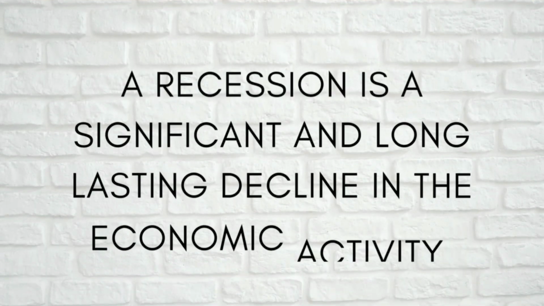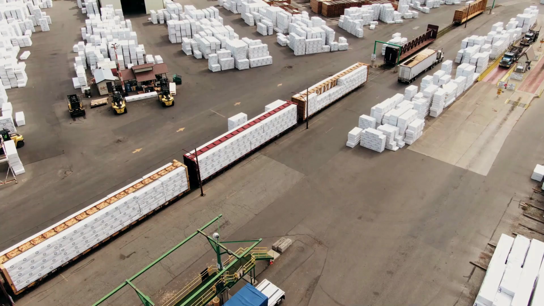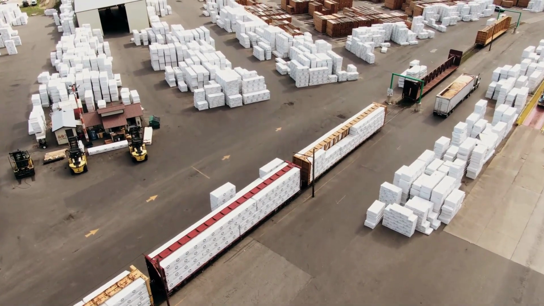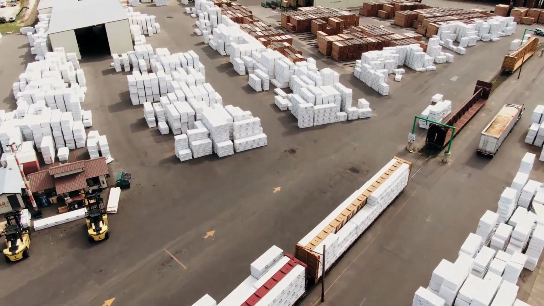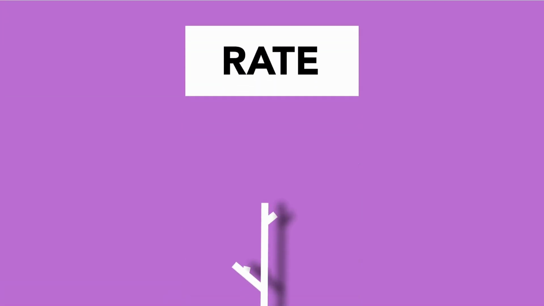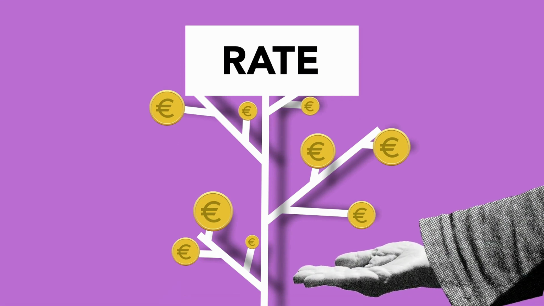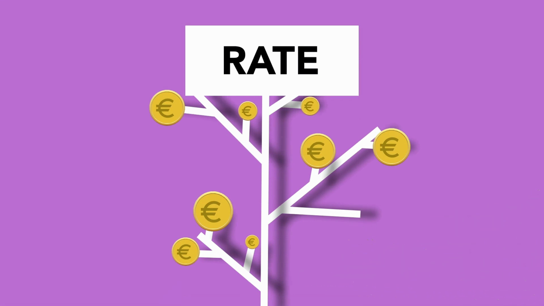A recession is a significant and long-lasting decline in economic activity, a decline in production, and therefore an imbalance in demand and supply. There are broadly 2 causes of a recession: interest rates and imbalance in demand and supply. Interest rates is a very important pillar in keeping the economy stable. Too much of it and too little of it, both are problems.